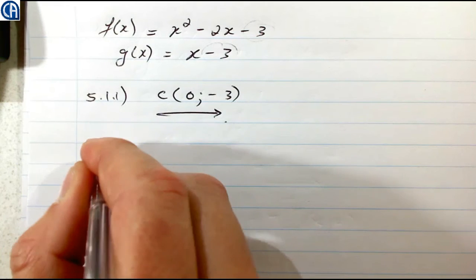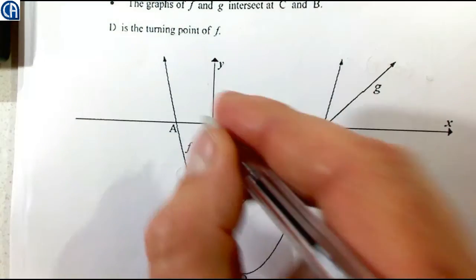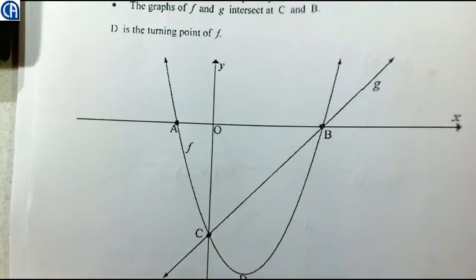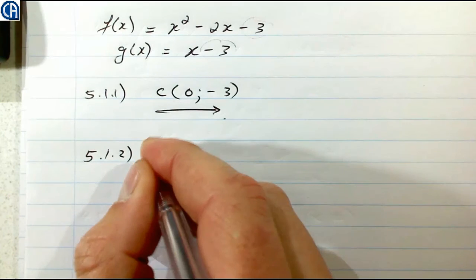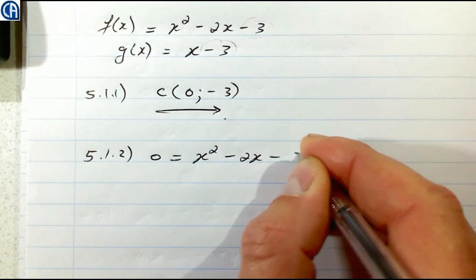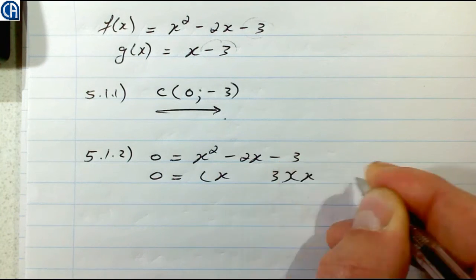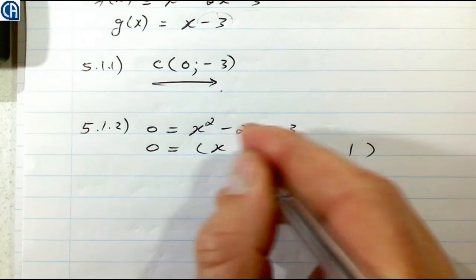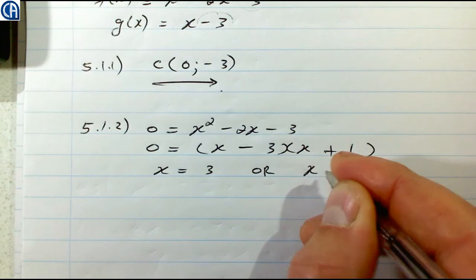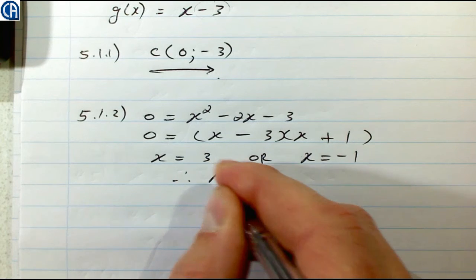5.1.2. Calculate the length of AB. So to work out the length of AB, we need to work out the x-intercepts. So how do you work out the x-intercepts? Well, make y equal to 0. So 0 is equal to x squared minus 2x minus 3. Factorize that. So that's going to be a minus, and that's going to be a plus. So x equals 3, or x equals minus 1. So therefore the length would be 4 units.